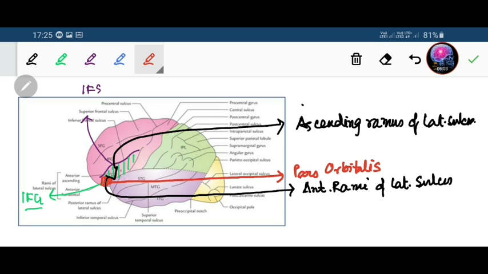The part between the anterior and ascending rami is called pars triangularis. This area in between the anterior and ascending rami is called pars triangularis.